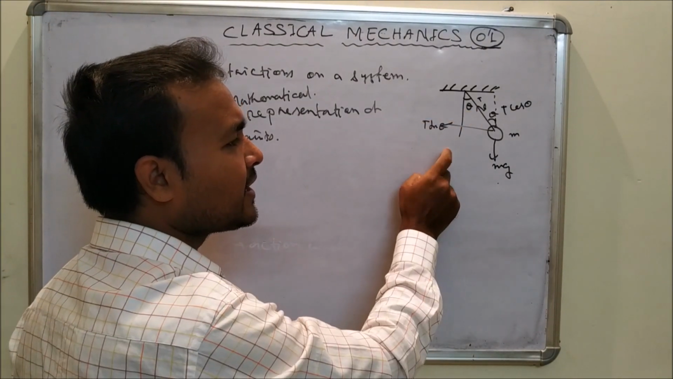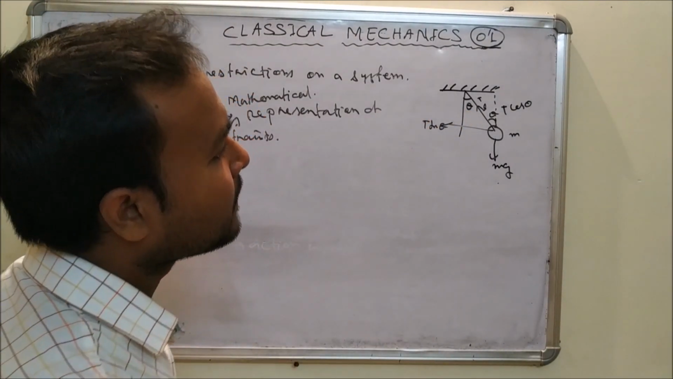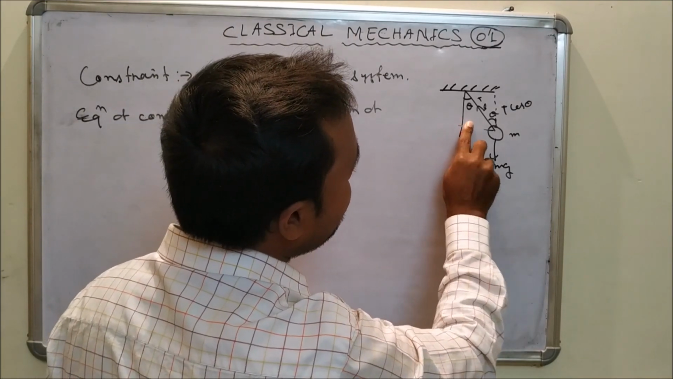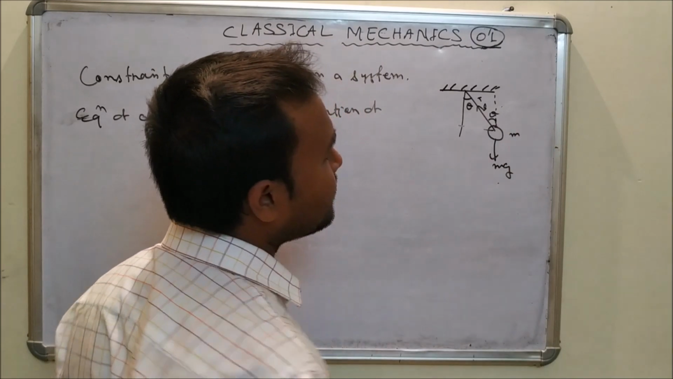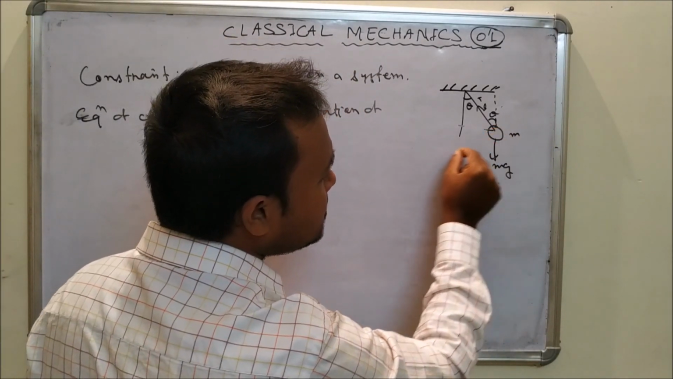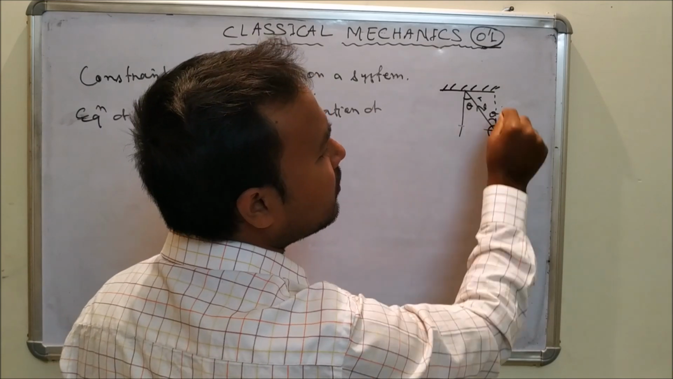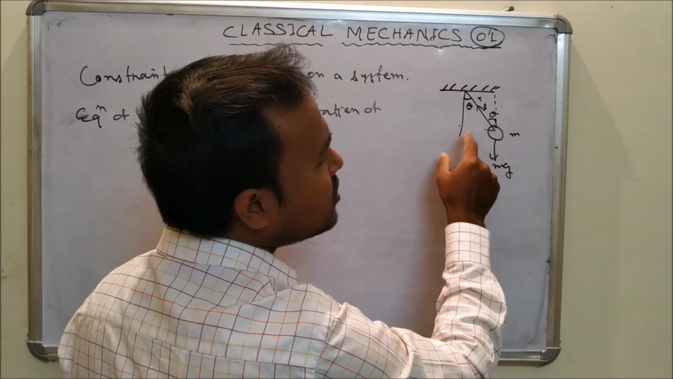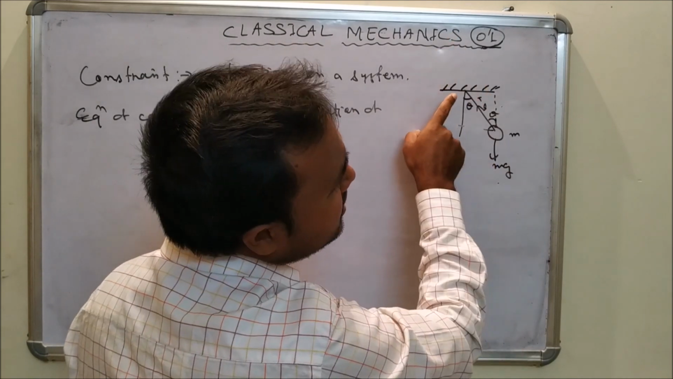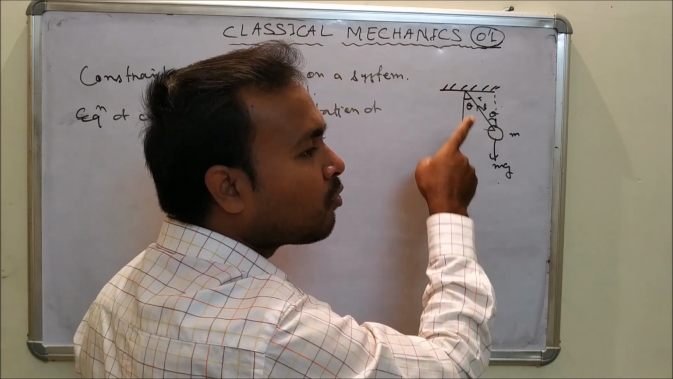If I take this example, simple pendulum. Now, what is the restriction on this system? What should be the restriction? Now, suppose the bob is oscillating. So what is the restriction here? Always what is fixed here? You see, the length of this pendulum, always it will be fixed.